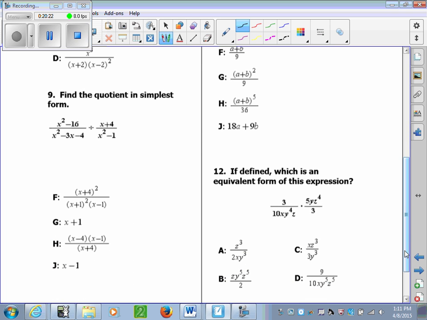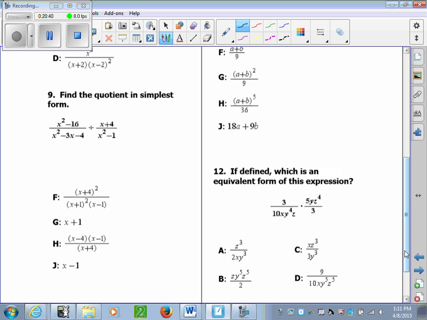Find the quotient. The quotient just means when you're dividing two numbers from each other. So finding the quotient in simplest form just means divide this, solve it, okay? All the wording makes you up, just solve it.